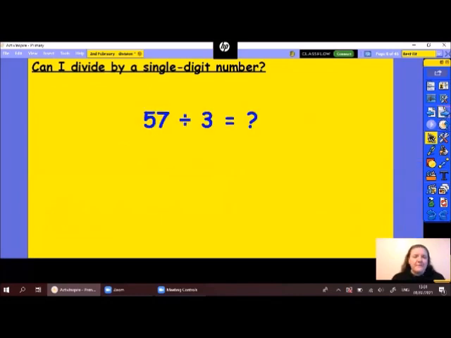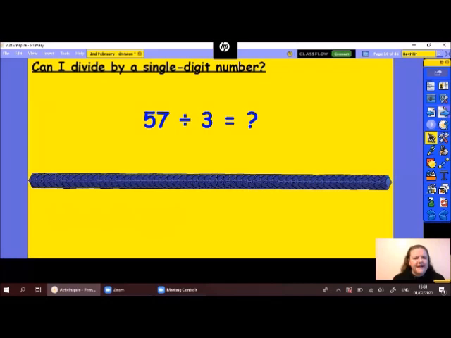But what if our number is slightly too big for us to work it out easily? Here I have 57 divided by 3. Now we know our 3 times table, but we only go up to 36. This is 57. Okay, we could share out multi-link cubes. That's a lot of cubes. We could be here for a very long time. So how are we going to work it out?